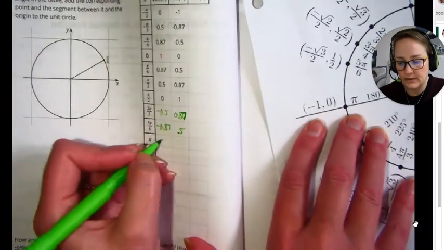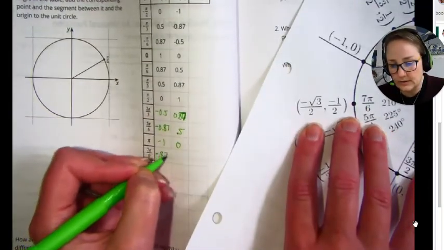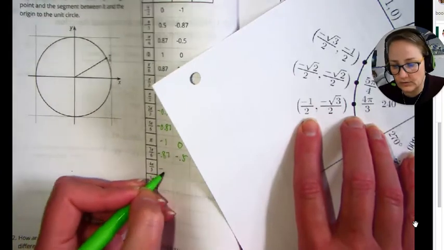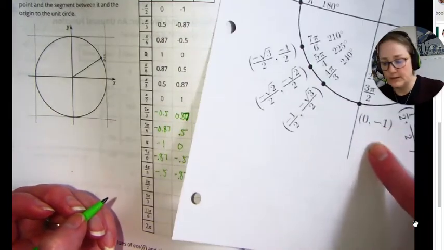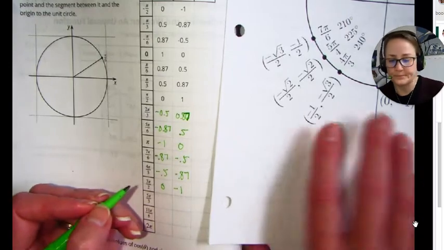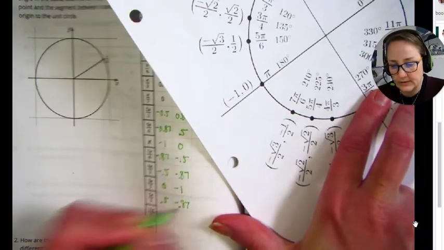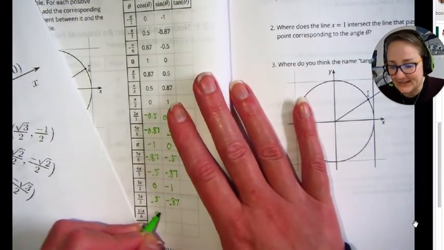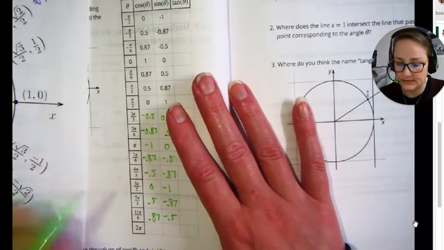At pi, negative 1, 0. 7 pi over 6, negative 0.87, negative 0.5. 4 pi over 3, negative 0.5, negative 0.87. 3 pi over 2, 0, negative 1. 5 pi over 3, 0.5, negative 0.87. 11 pi over 6, sorry, my head's in the way. 11 pi over 6, 0.87, negative 0.5, and at 2 pi we're back here to 1, 0.